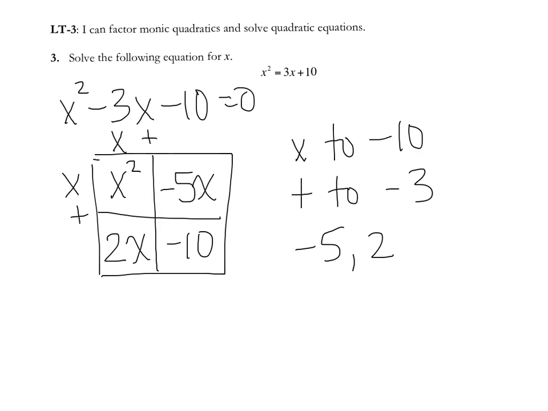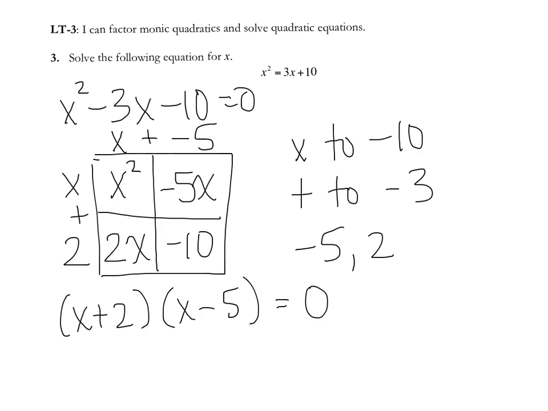So this -5x came from multiplying this x by this number. So this number up top better be a -5. This box 2x came from multiplying this x by this number. So this better be a 2 out here. So the fully factored form will be x plus 2 times x minus 5 equals 0.